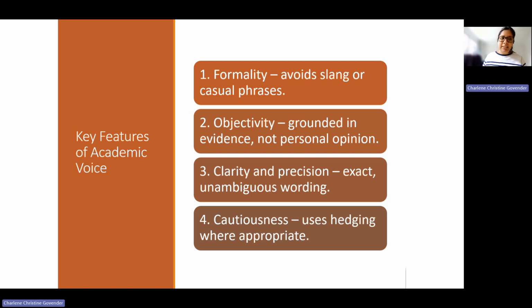Okay, so those are our four key features of academic voice. When you are developing your writing and planning your writing, you just need to improve it. These are the four things that you need to do. Let's go into the next slide.